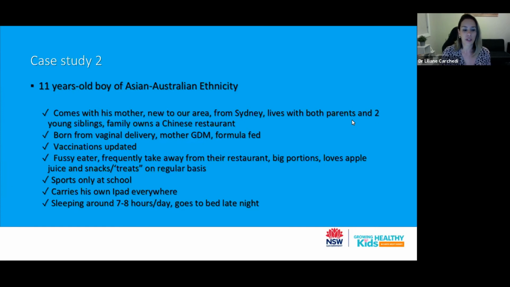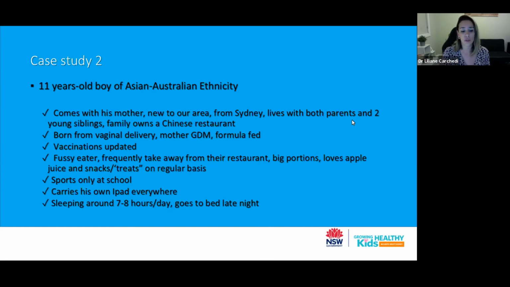Mum was very engaged to talk about the kids, but didn't actually show much concern about that. So taking a more holistic approach, asking about diet and everything. They do have lots of big portions. And as we know, having a bit of an Asian background, they do have lots of rice as well. So big portions of carbohydrates. Lots of takeaway, lots of apple juice, and regular snacking like chips and chockies on a regular basis.